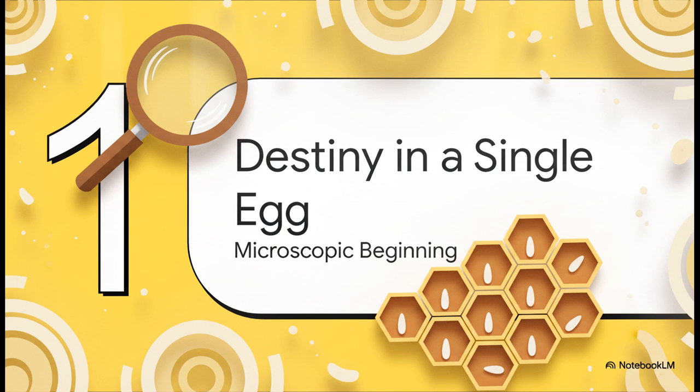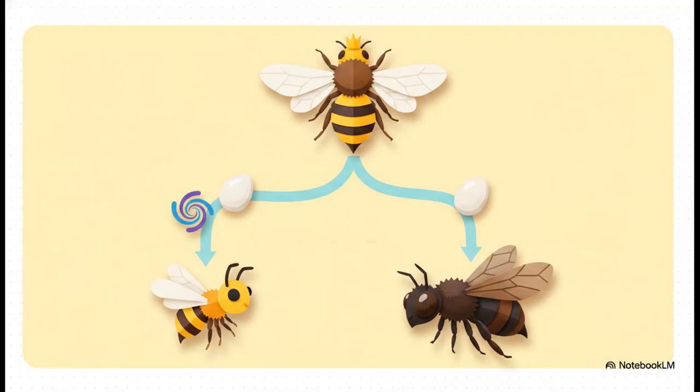We're starting at the very microscopic level of a single egg, no bigger than a grain of rice, standing upright in a waxy hexagonal cell. Right at the starting line, there is this massive genetic fork in the road. The queen literally dictates the sex of her offspring the moment she lays the egg.